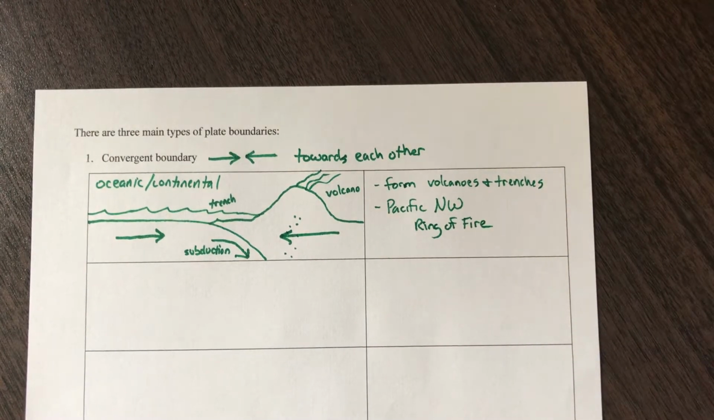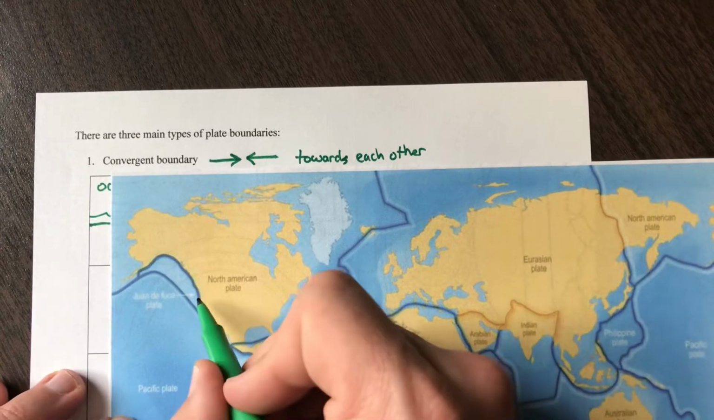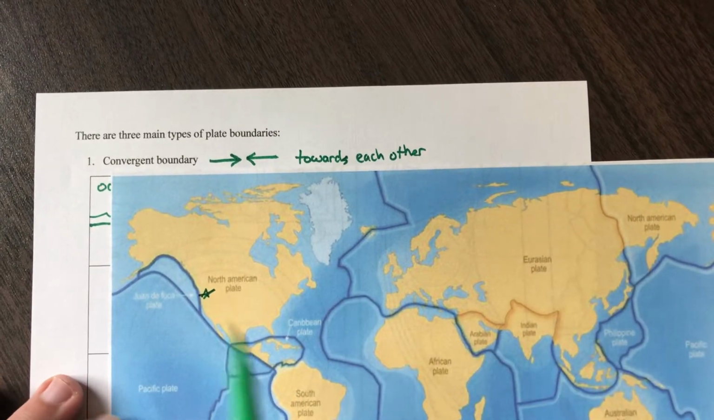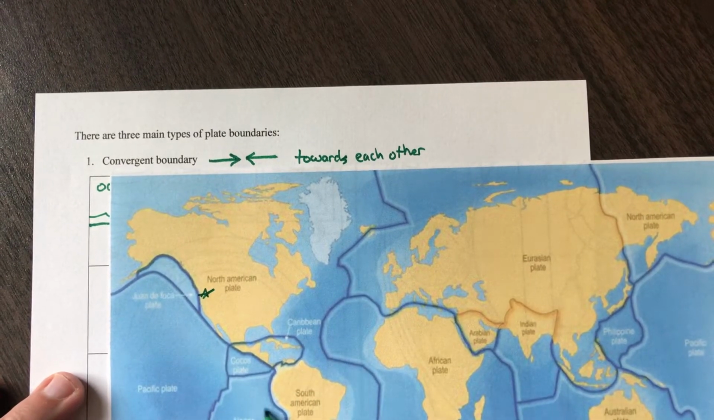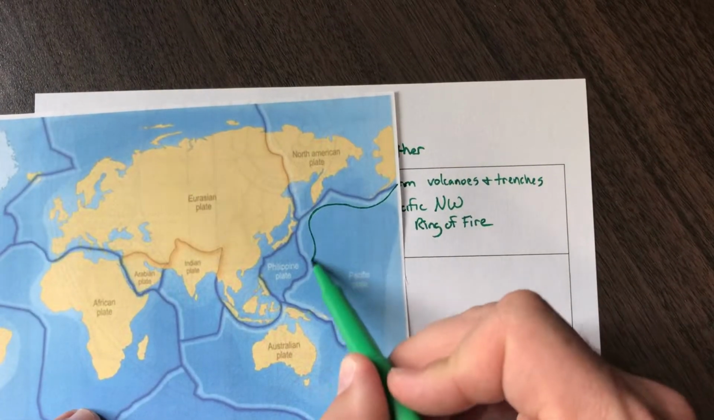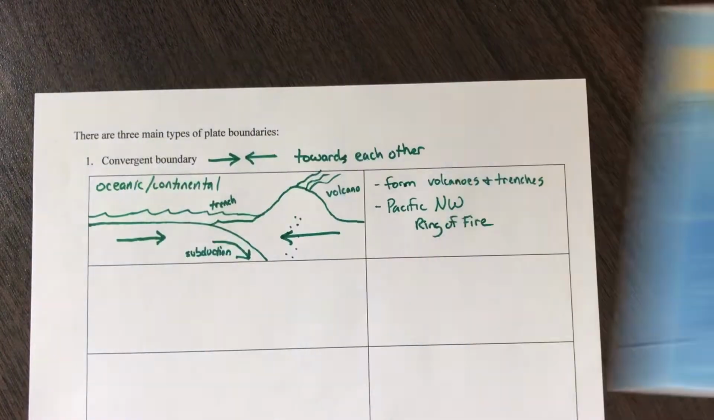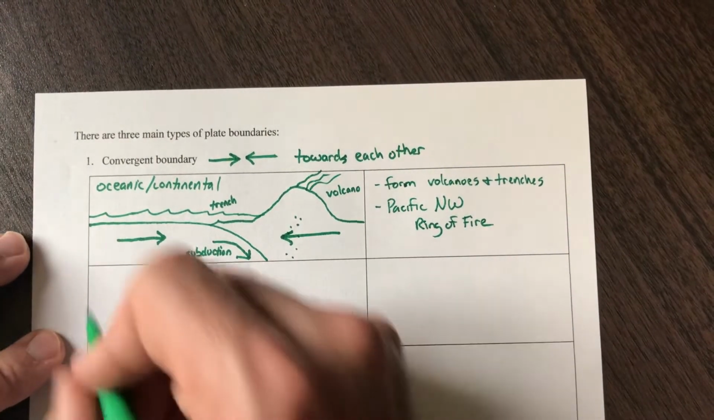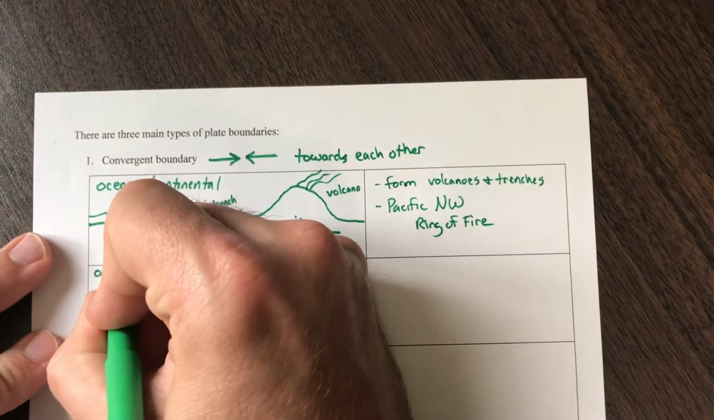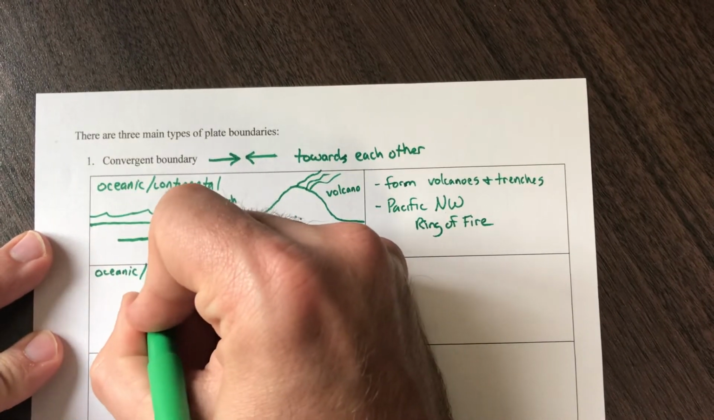For some context, here's where we are. And the Ring of Fire is something that's pretty well known. It's this entire ring that goes around the Pacific Plate, and you have volcanic action in all these parts of the planet.